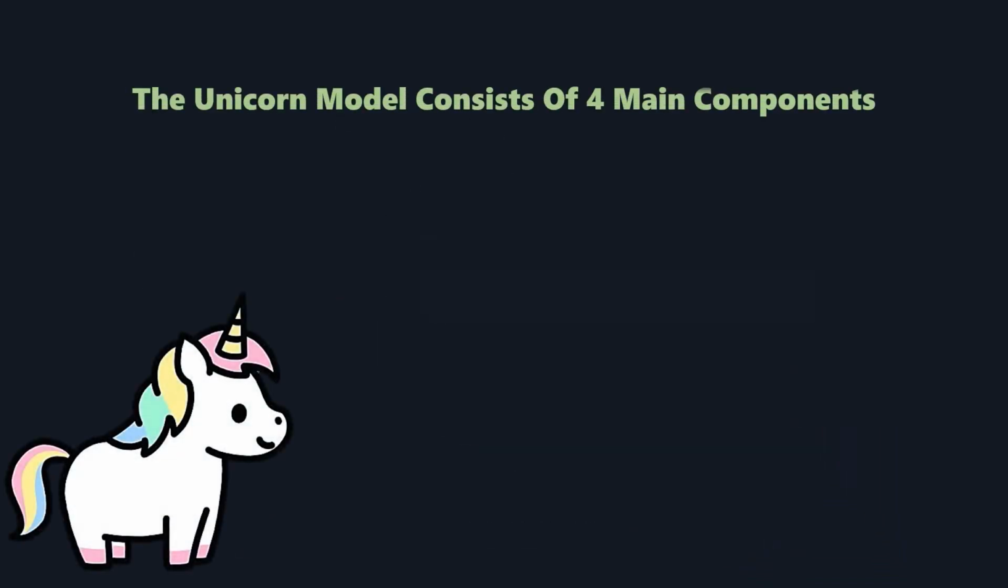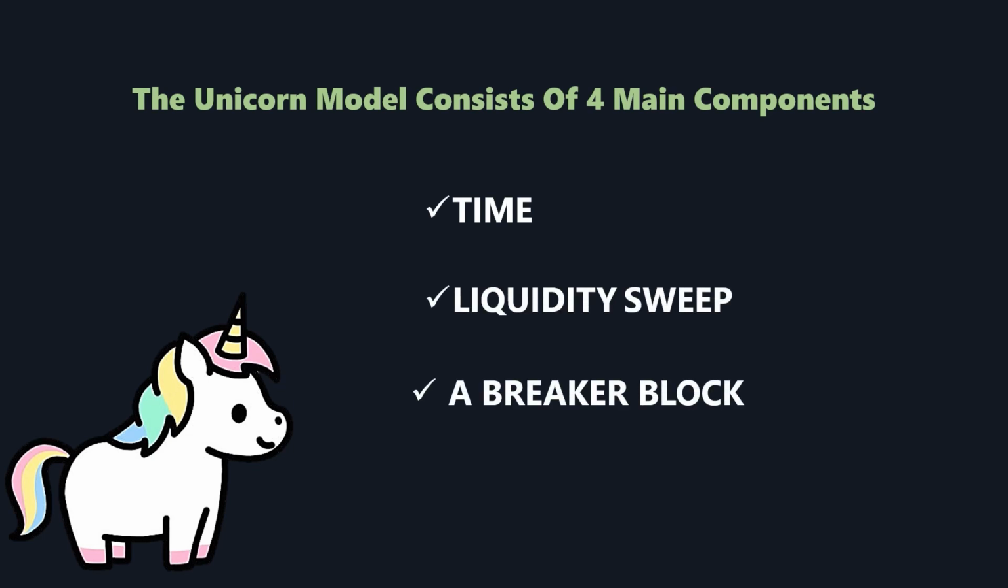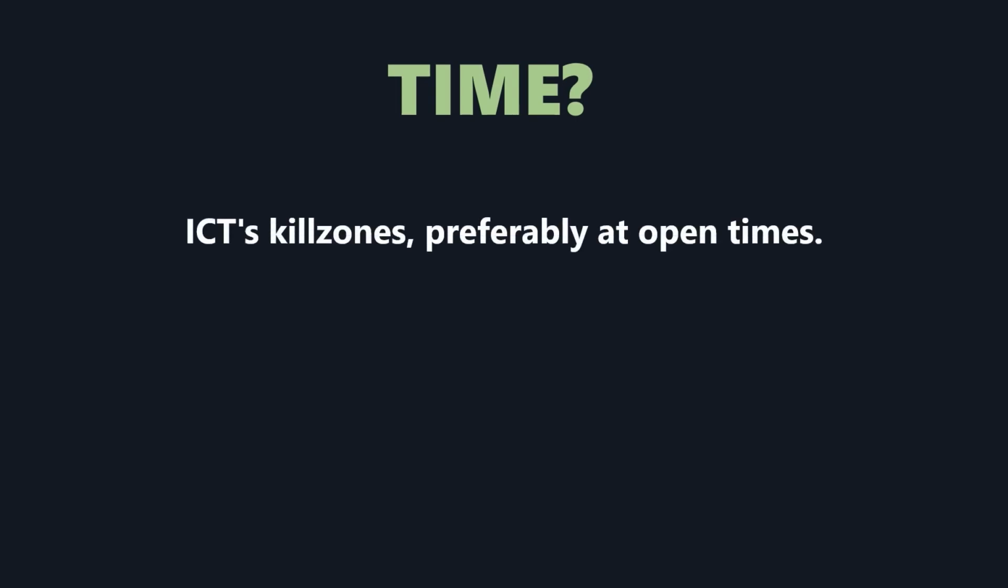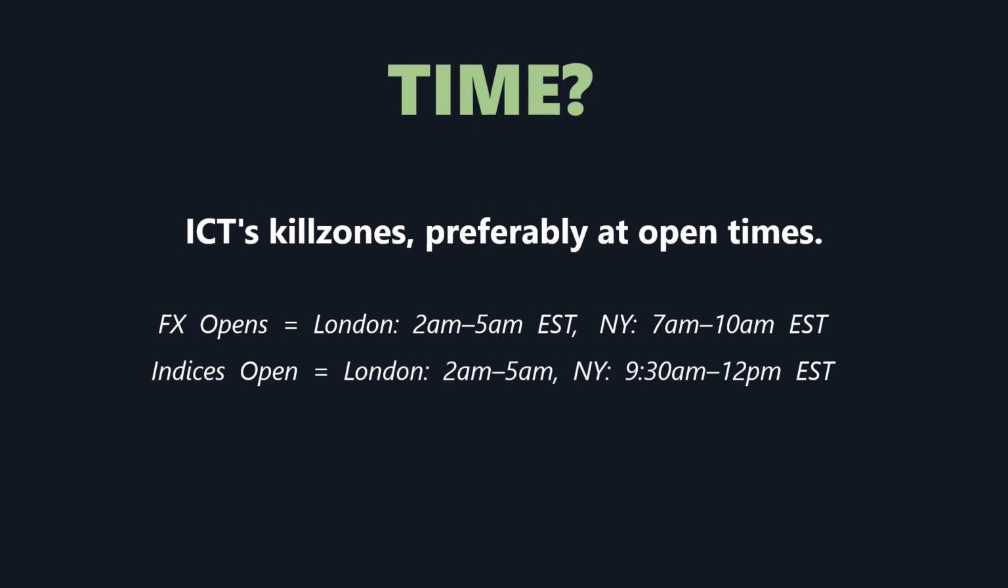The unicorn model consists of four main components: time, liquidity sweep, a FVG, and a breaker block. Time is always the most important. It will always be time first, then price. We want to be utilizing unicorns within ICT's kill zones, preferably at open times. We only execute during the opening times.